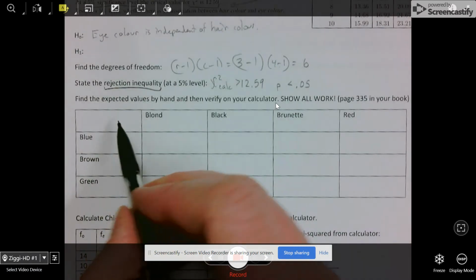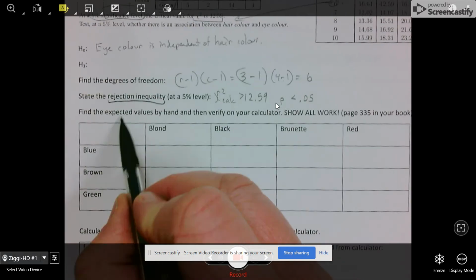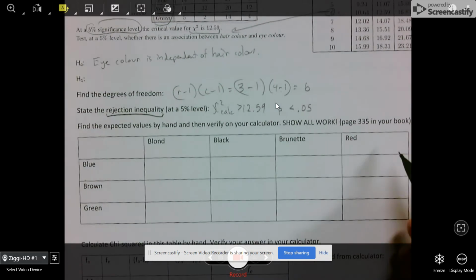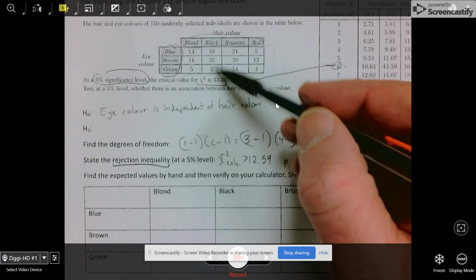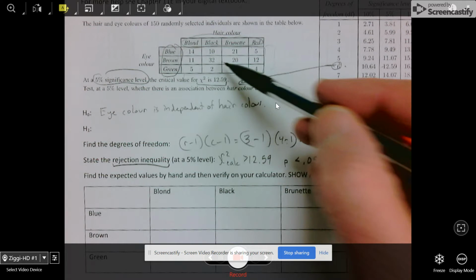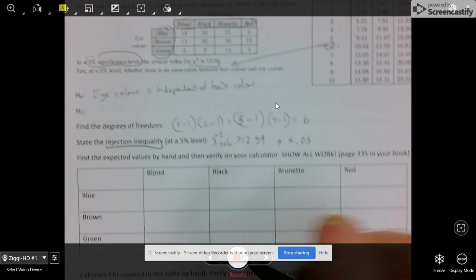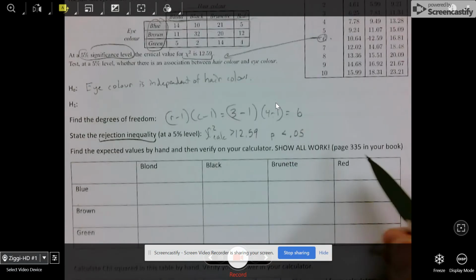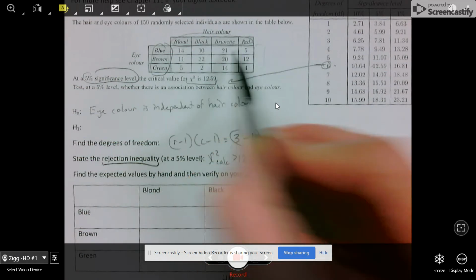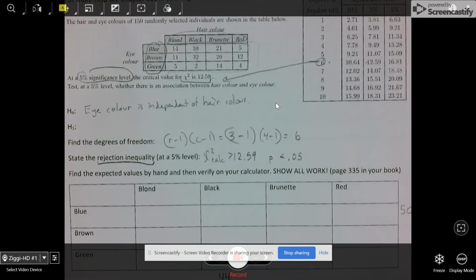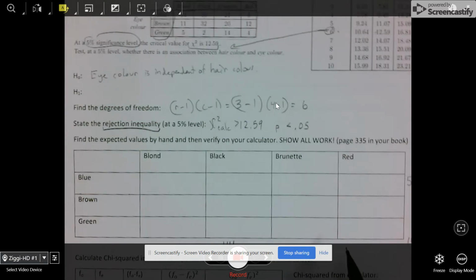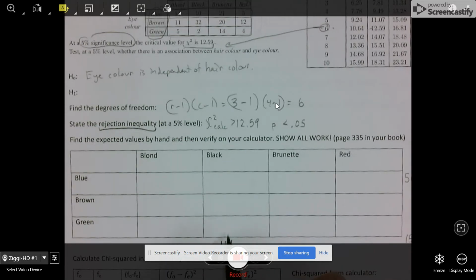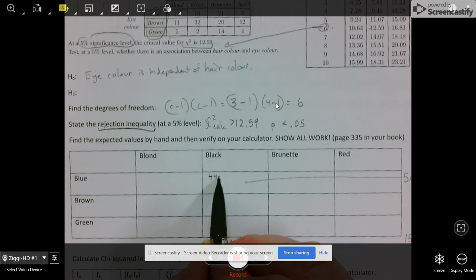Okay, so second part here is find the expected values by hand and then verify on your calculator. I'll just show you one or two to give you a little reminder here. So for the expected value, we need to have row and column totals. So for instance, I need to find the total here. There's 42, 44 black and blue, 24, 45, 50, I believe I counted that right. So if I want to find the expected value, and there's 150 overall, the problem says. If I want to find the expected value for someone who has blue eyes and black hair, I take the row and column totals multiplied together, divided by the overall total.